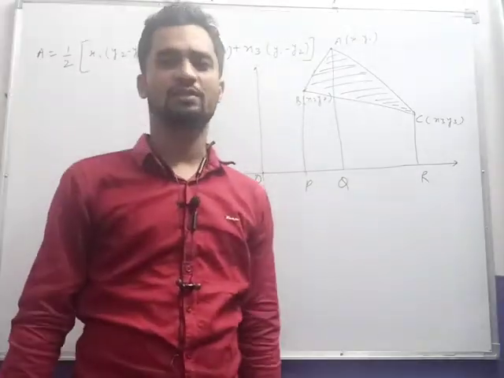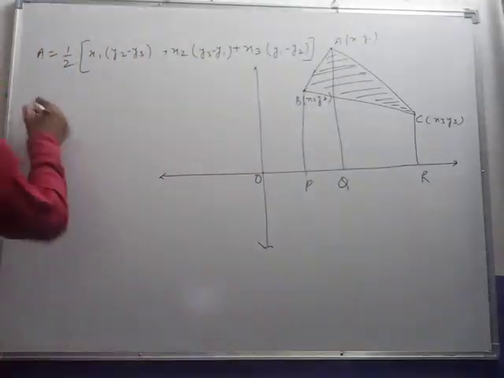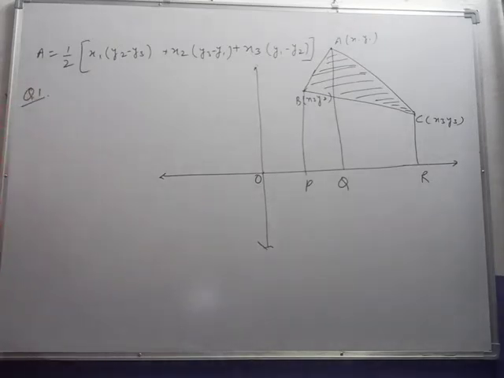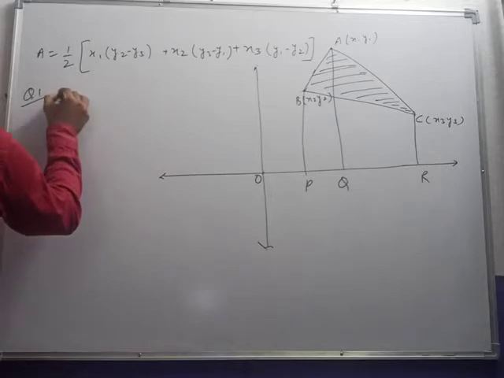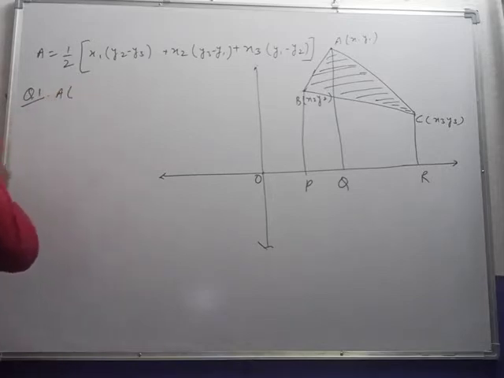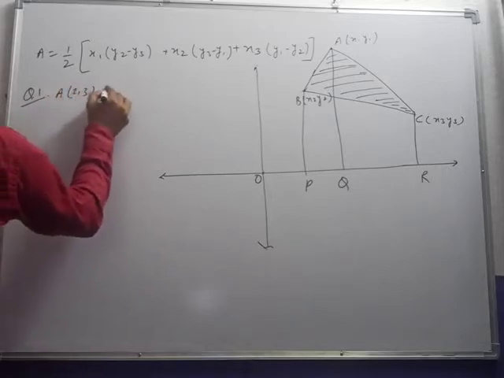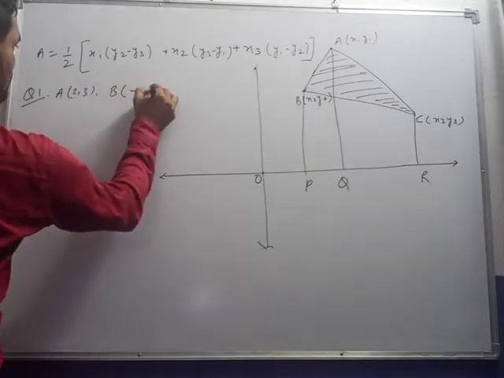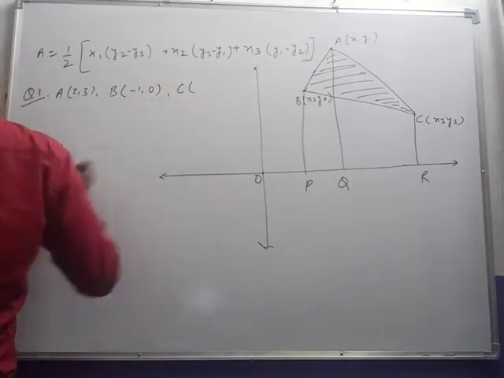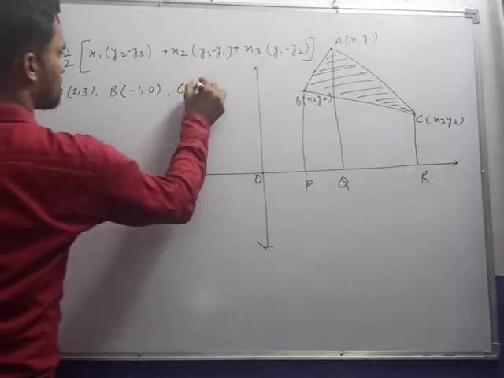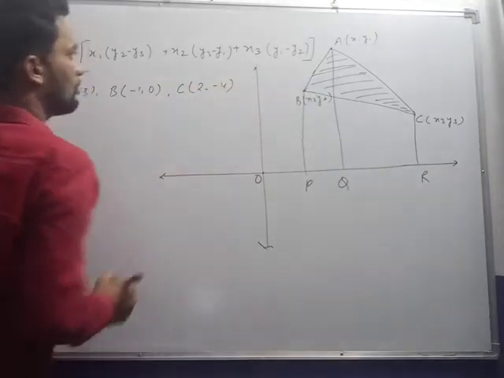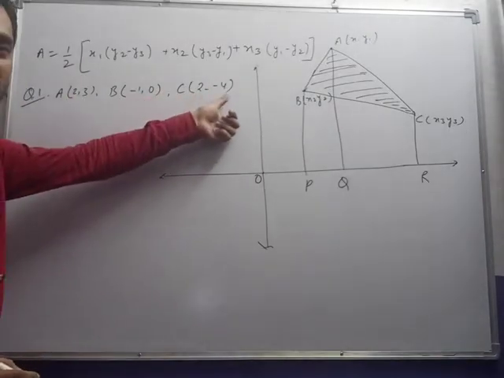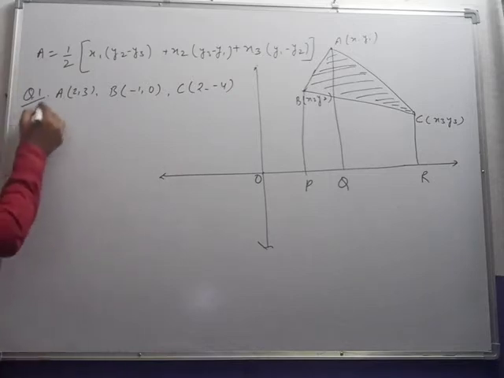The very first question I am taking with this formula only. Question number 1 is given. The points are given: A is (2, 3), B is (-1, 0), and C is (2, -4). So these are (x1, y1), (x2, y2), (x3, y3). So I am directly putting the values in the formula.